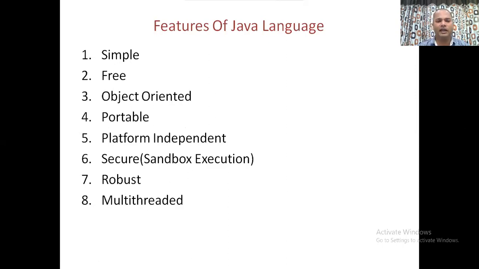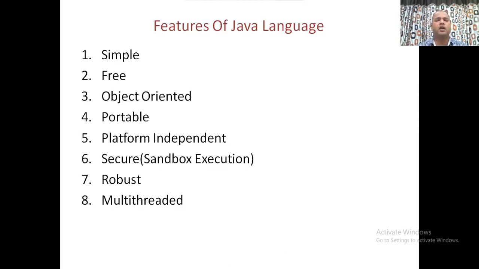Then let's talk about the next feature. Java language is considered as a secure programming language. Now, why is it so? The first point that makes Java secure is that Java follows the concept of sandbox execution. Now, when we say sandbox execution, what do we exactly mean by this? As we all know, who executes your bytecode?